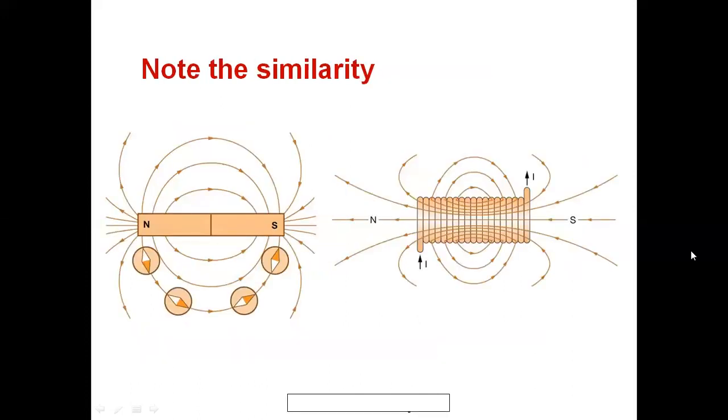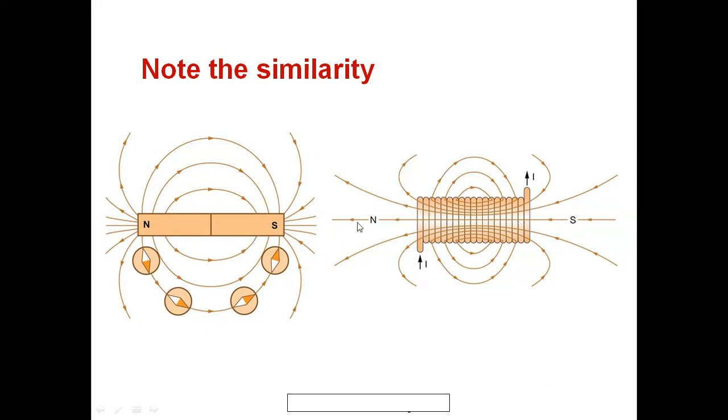Now note the similarity in these two figures. This is a permanent magnet. This is an electromagnet. In this electromagnet, this coil is wound. N number of coil turns may be there. This current I is entering in this direction, and here is leaving, right? From this permanent magnet's north pole, the magnetic lines of force come out and go to the south pole. Here also in this electromagnet, this is the north pole, this is the south pole, and from the electromagnet the lines of magnetic force come out and again go to the south pole.